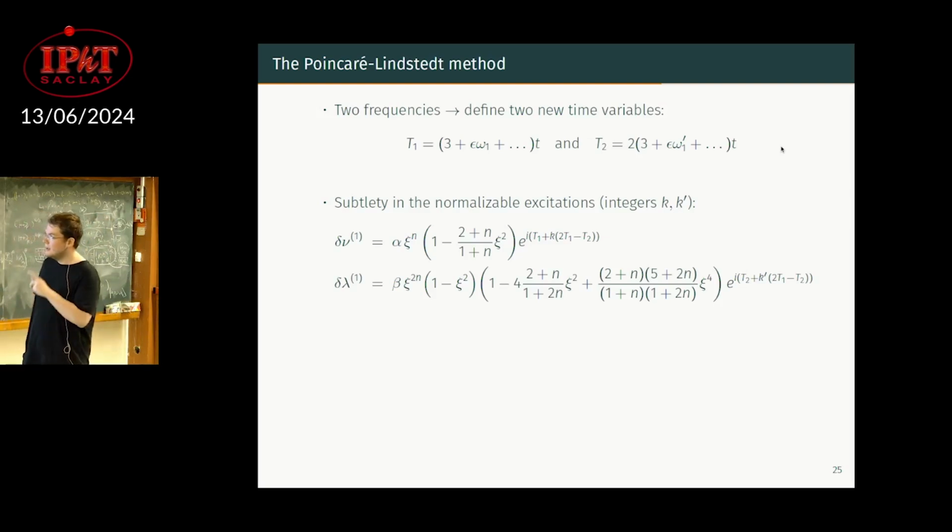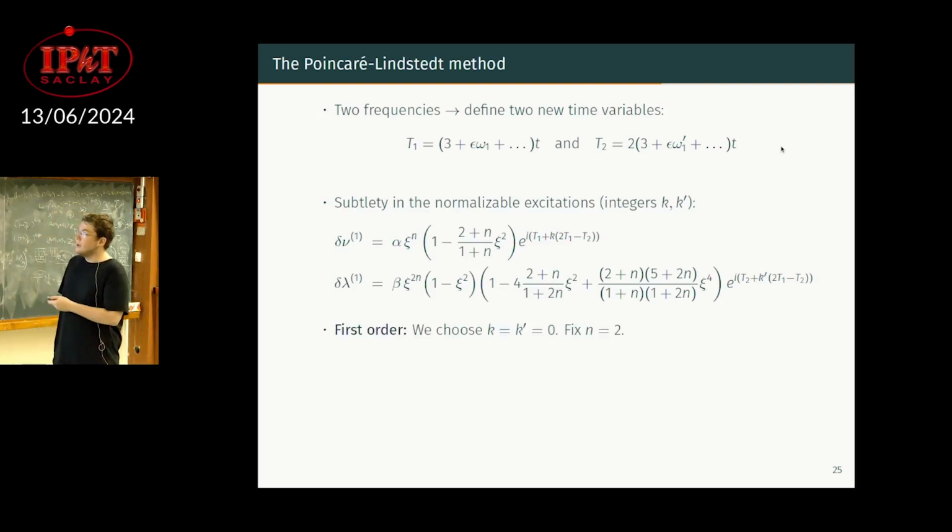But there's also a subtlety here: for any integer k, since 2 t1 is equal to t2 at zeroth order, when epsilon equals 0, then I can add this term in the exponential in the normalizable excitations, and it's still a solution of the linearized equation of motion.